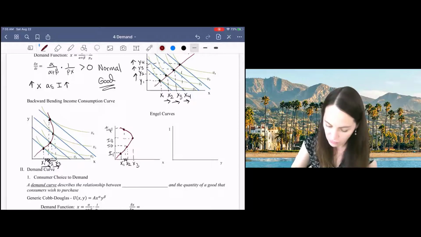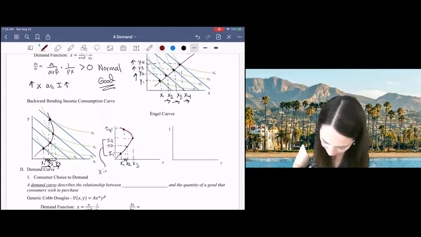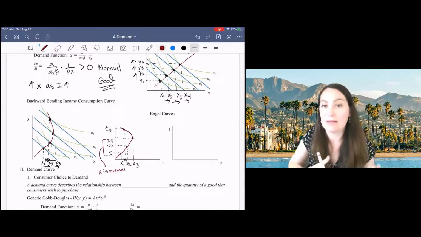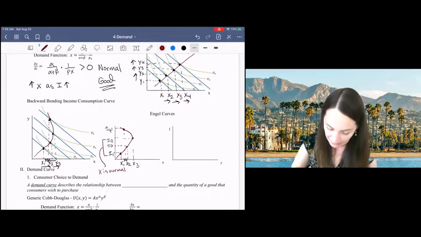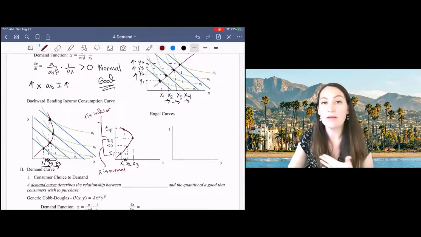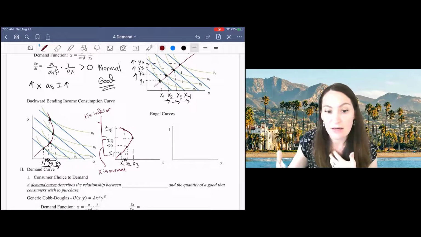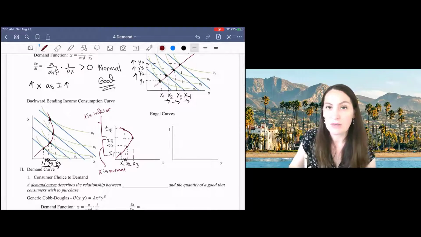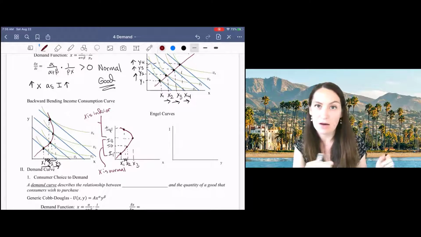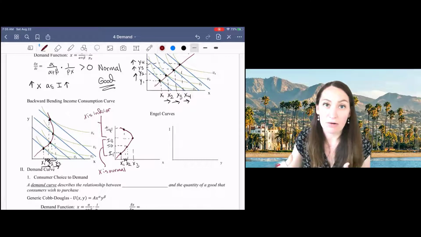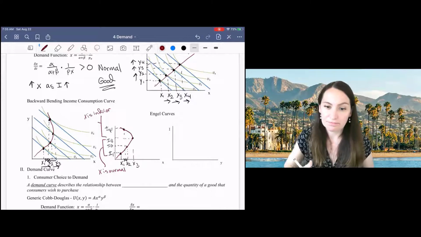So for this portion of income here, X is normal. As income increases, we're increasing consumption. But after this point where it's backward bending here, now X is inferior. As my income increases, I start to consume less of X. And so you can see even for an individual, it's possible to have goods that are normal for some segments of income and inferior for other segments of income. And that makes sense, I think, based on our own experience of consumption.